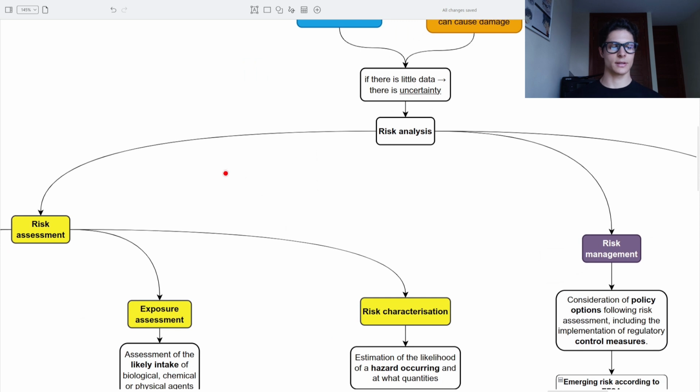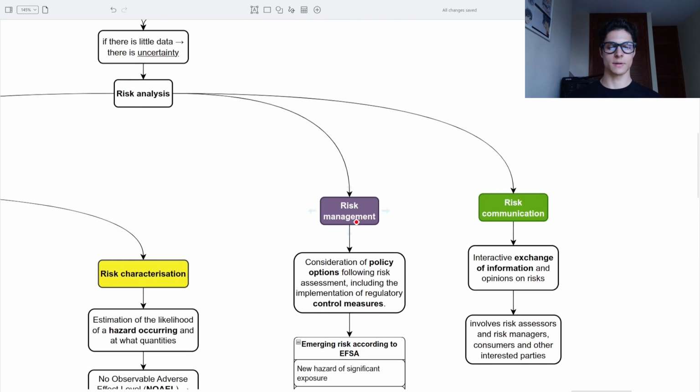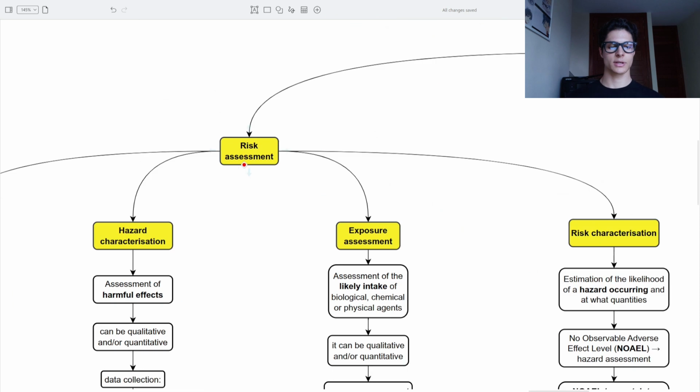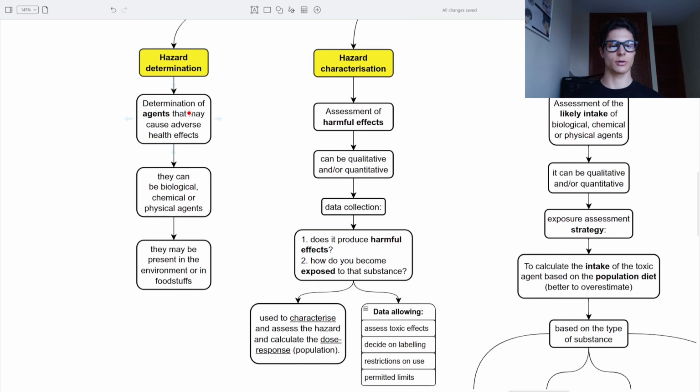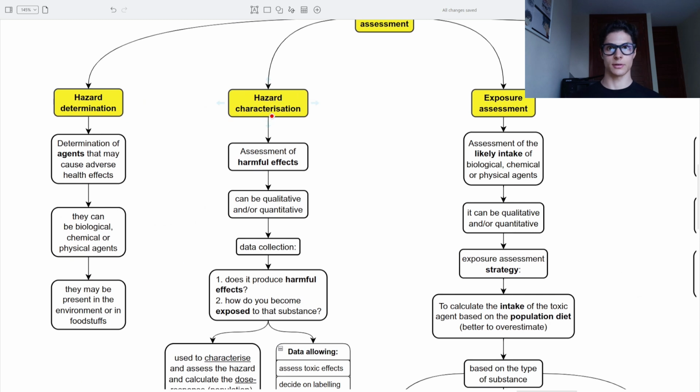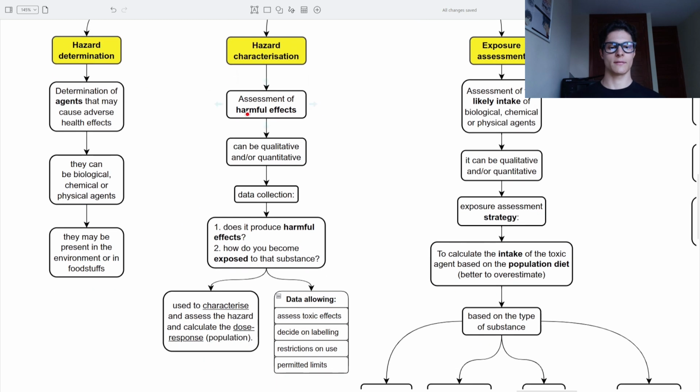Risk analysis is divided into risk assessment, risk management, and risk communication. The risk assessment is divided into hazard determination, in which there is a determination of the agents that may cause adverse health effects. They can be biological, chemical, or physical, and they may be present in the environment or in the foodstuff. Then there is the hazard characterization, in which we have an assessment of the harmful effects that those agents that we determined can do. It can be qualitative and or quantitative.